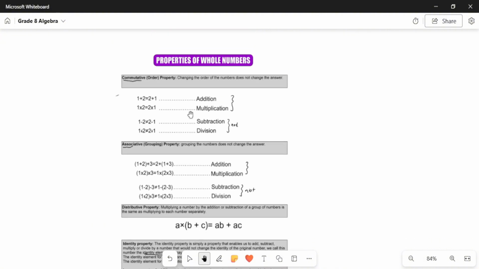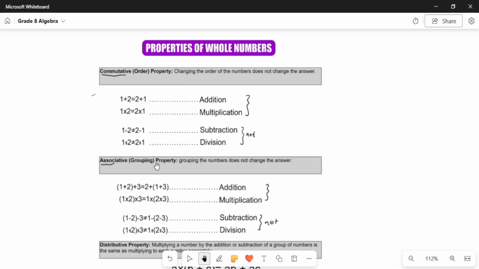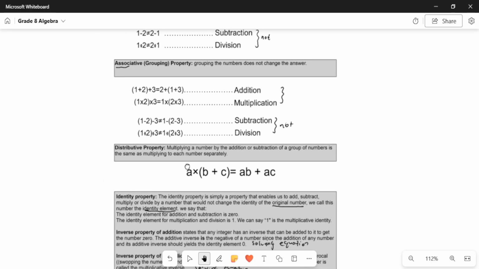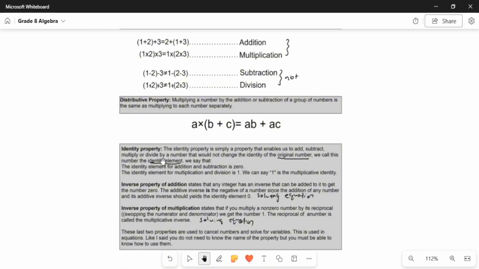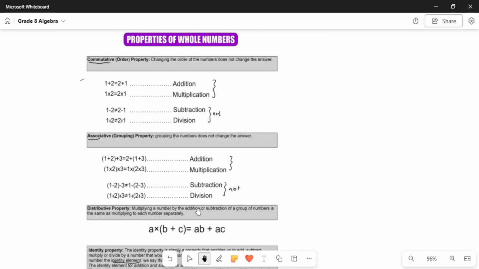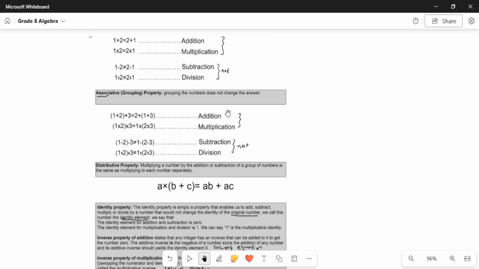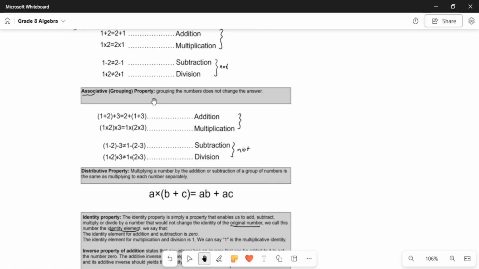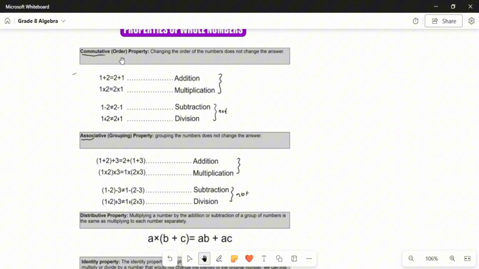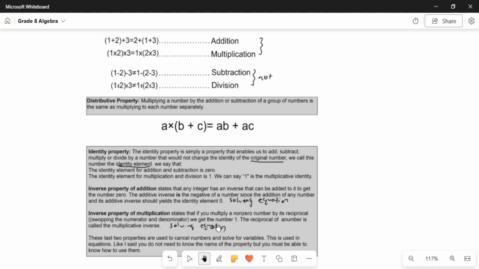Right, and so this is all the properties involving whole numbers: the commutative property, the associative property, the distributive property, the identity property, inverse property of addition, inverse property of multiplication. Once you understand this, study them, know the names, because at a grade 8 level, they'll probably give you questions that you'll need to solve, and you need to name what property is being used in a specific scenario. But as we progress and do more questions, you will see this in use.